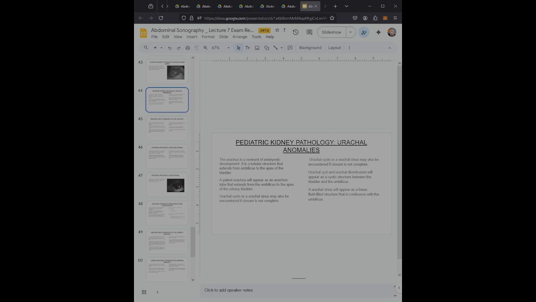Urachal abnormalities. These are remnants of embryonic development, and they're tubular structures that extend from the umbilicus to the apex of the bladder. A patent urachus will appear as an anechoic tube extending from the umbilicus to the apex of the urinary bladder. Urachal cysts and diverticuli will appear as cystic structures between the bladder and the umbilicus. Urachal sinuses will appear as linear fluid-filled structures continuous with the umbilicus.